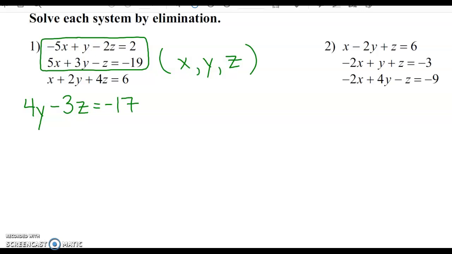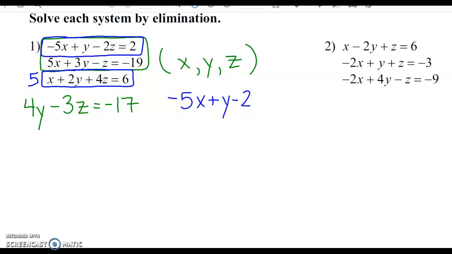Then I have to pick 2 different equations to do the same thing. So I'm actually going to pick the first one and the third one. And to get opposite x's, I'm going to have to multiply that third one by 5. So the first equation is saying negative 5x plus y minus 2z equals 2. Multiplying that last equation by 5, we get 5x plus 10y plus 20z equals 30.